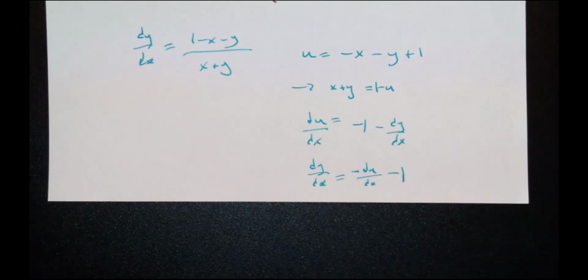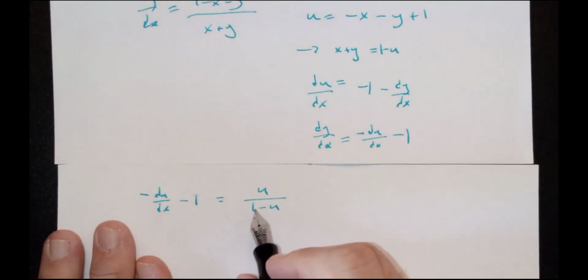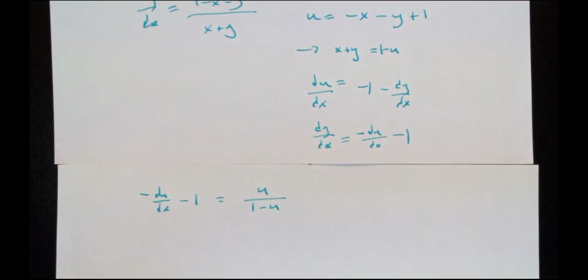Well, now let's substitute everything in. My equation becomes minus du/dx minus 1 equals u over 1 minus u. That was my reaction at first. Ready to watch me screw with your heads? This is nasty. I don't like that.